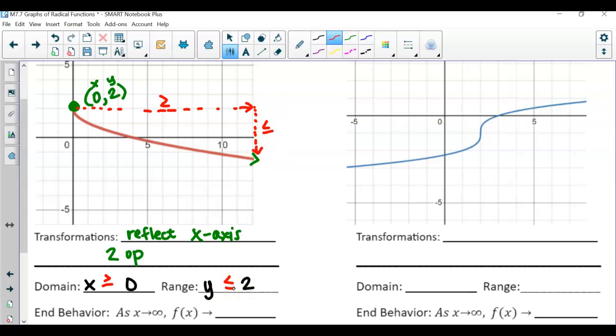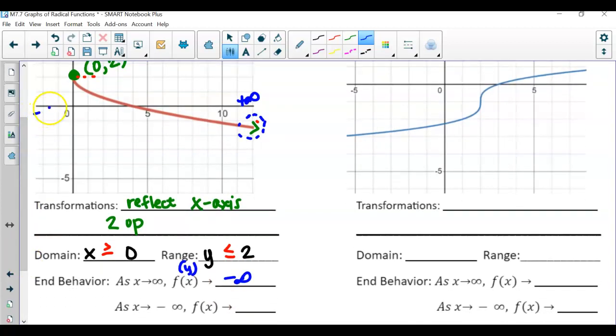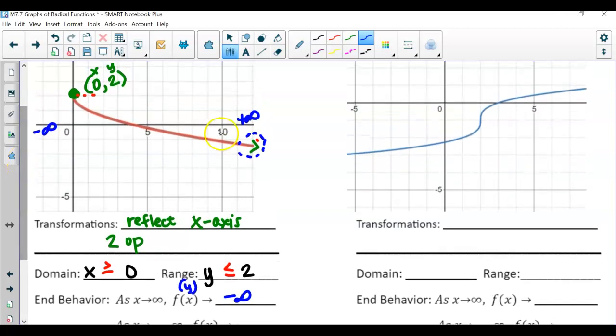Now let's look at our end behavior. End behavior, remember, is the y value, right? So as x is approaching infinity, what's happening to the right side of the graph? Notice how it's going down, down, down to negative infinity. That's your y values. So now as x's are approaching negative infinity, as we're going to the left, what happens here? Boom, it stops at what y value? At 2. So remember again, looking at those y values.